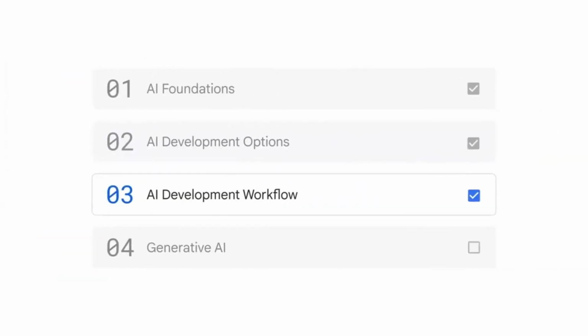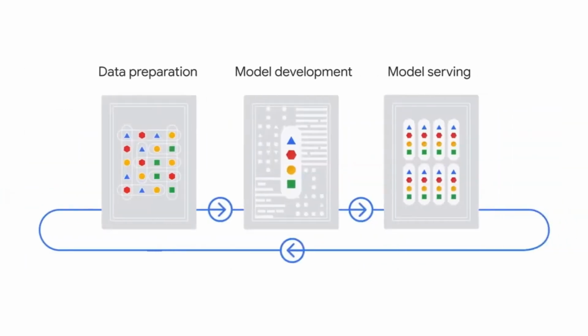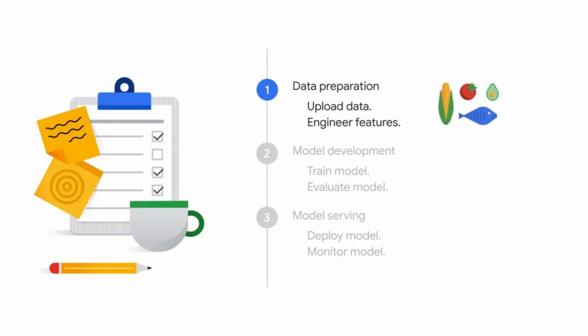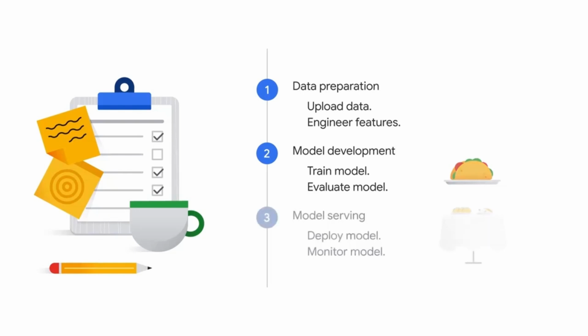With a grasp of the various options for developing an ML project, you are now ready to build your own ML model. In the third module, you walked through the ML workflow and explored how to create an automated pipeline. You began with the 3 main stages of the machine learning workflow with the help of the restaurant analogy. In stage 1, data preparation, you uploaded data and applied feature engineering. This translates to gathering your ingredients and then prepping them in the kitchen. In stage 2, model development, the model was trained and evaluated. This is where you experiment with the recipes and taste the meal to ensure that it turned out as expected. And in the final stage, model serving, the model was deployed and monitored.